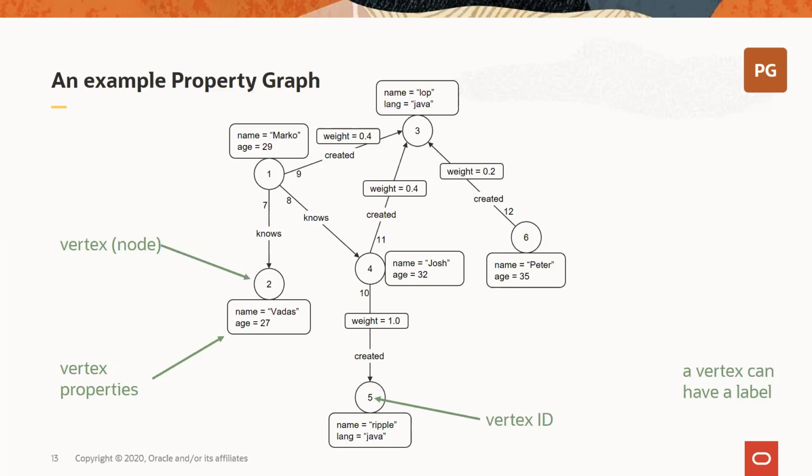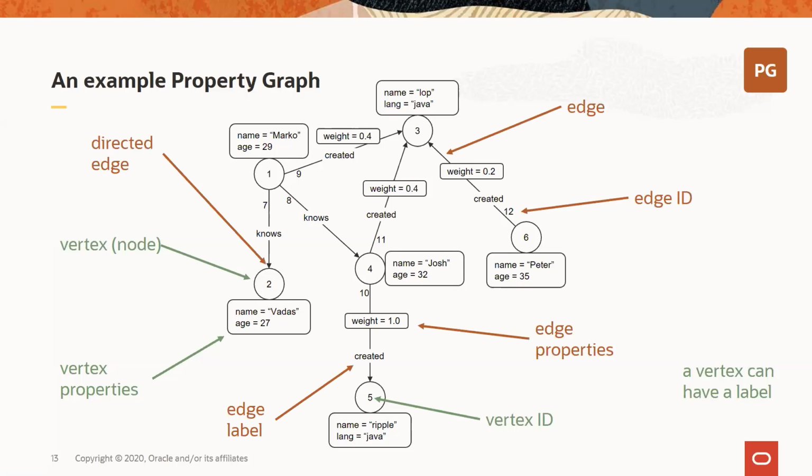And the other component of the graph are the edges. So edges always connect two nodes together. Once again, we have an edge ID. This is really a technical field. You will really never use the edge ID. It's there because we need to identify them in a unique way. An edge has a label. The label is often an action, something that defines the link between the two nodes. Like the one at the bottom is created. So it's really that Josh created Ripple. So it really defines what kind of relationship there is.